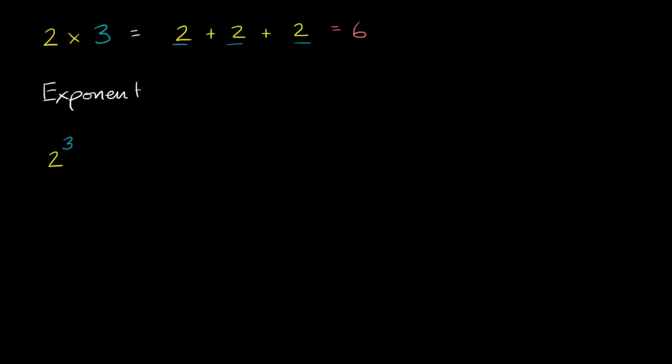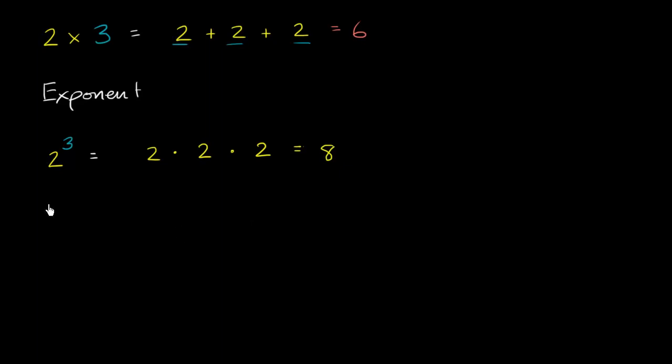So this would be equal to, not 2 plus 2 plus 2, but 2 times, and I'll use a little dot for multiplication, 2 times 2 times 2. Well, what's 2 times 2 times 2? Well, that is equal to 8. So 2 to the third power is equal to 8.